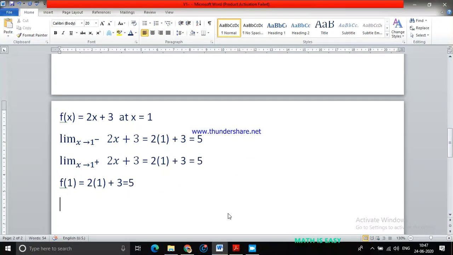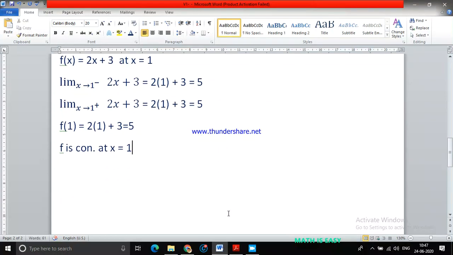Okay, f is continuous at x equals 1. So I can conclude this one.